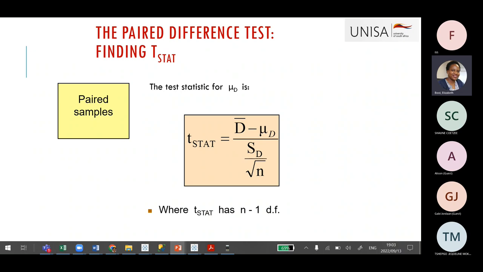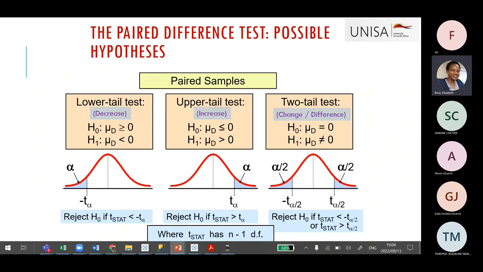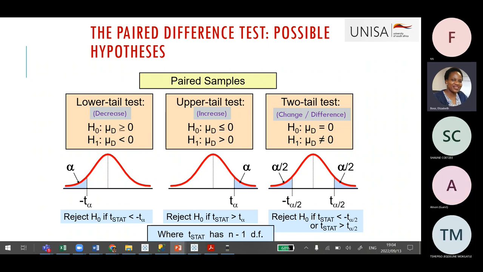Divide by the standard error, which is your standard deviation of the differences. Remember, you would have calculated that, or they would have given it to you. Divide by the square root of n, which is your sample size. Same, because this is hypothesis testing for the PET, you need to know how to make a decision based on the critical value, based on whether you're doing a one-tailed test or a two-tailed test, a directional or a non-directional. Same, we're using t-test.